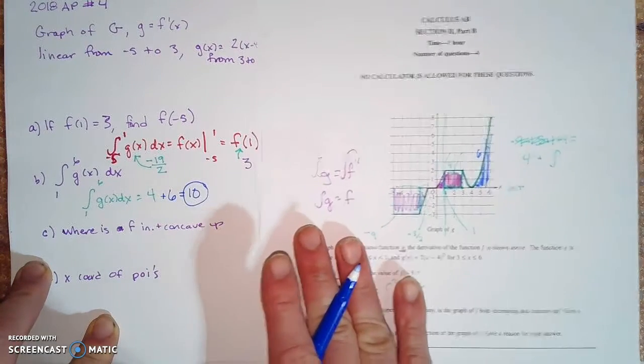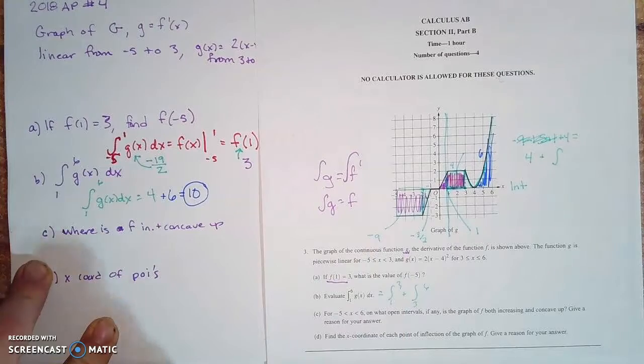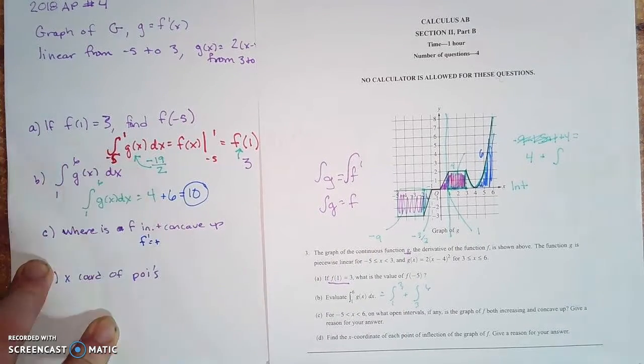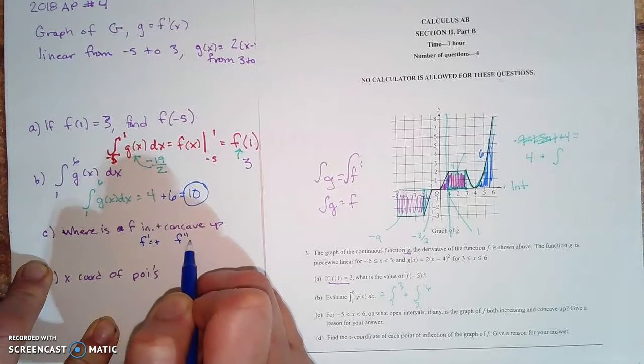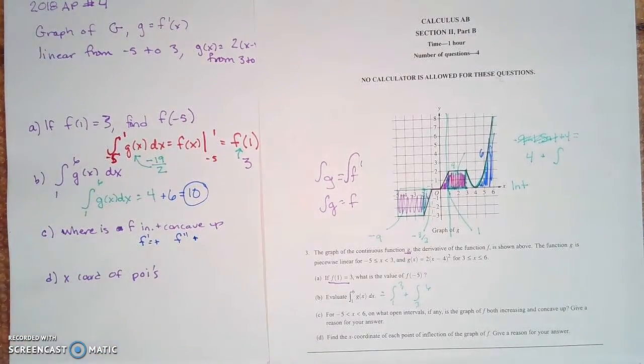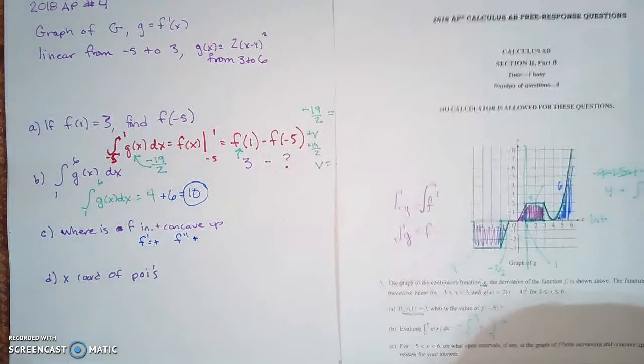Okay, part C on this one has a lot of tricky things going on. Let's see what we can see. They want to know where f is increasing. That means where f prime is positive. And they want to know where it's concave up. That's where f double prime is also positive. Okay, so the question is what things are we seeing? That's what I want to keep track of here. That's the hard part on this problem.